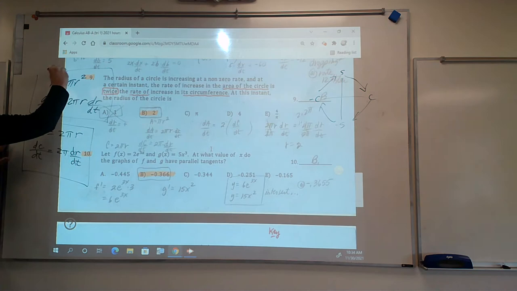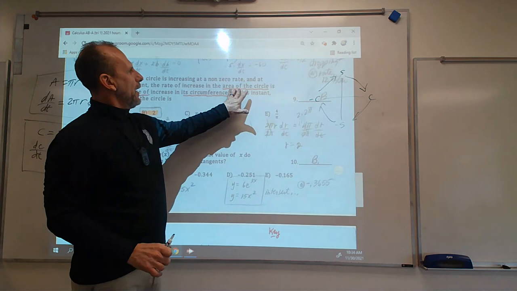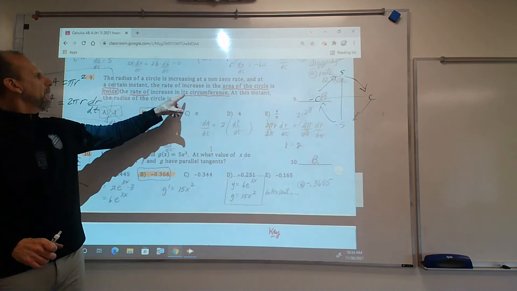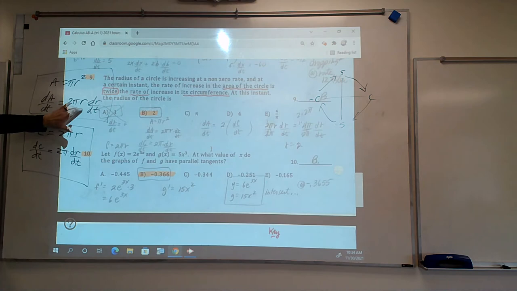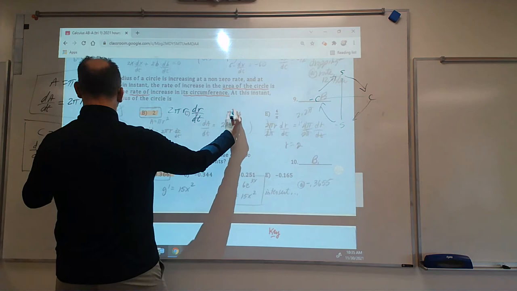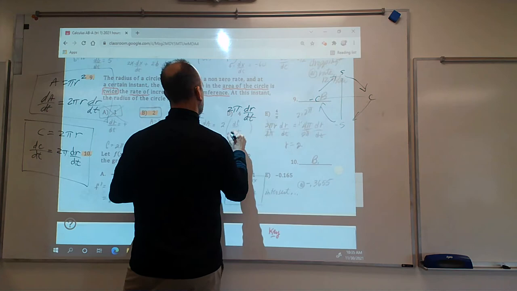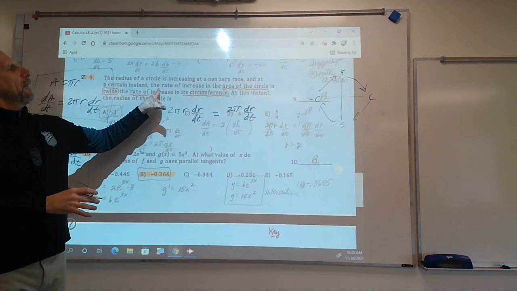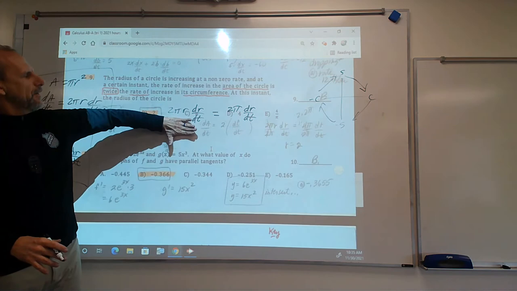Now, it says the derivative of area is twice the derivative of circumference. Right, rate means derivative. So the area one is twice as big. This thing right here is twice as big as this one. Are they equal? No, this one is twice as big. So watch this. So we got 2pi r dr/dt, and then we have 2pi dr/dt. Now they're not equal. This is the derivative of circumference. This is the derivative of area. They're not equal. The derivative of area is twice of this one. What do I have to do to make them equal?